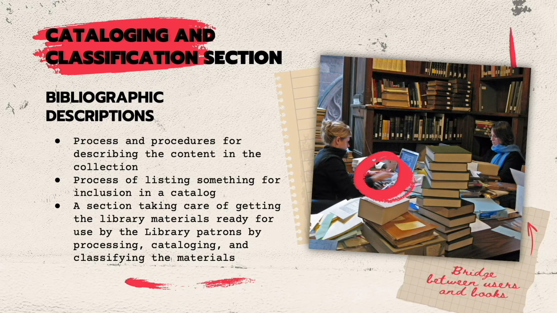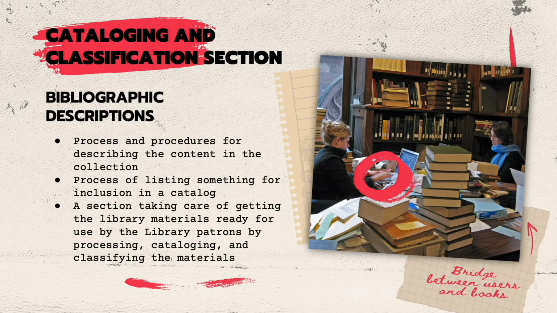Next, we have the cataloging, also known as the cataloging and classification section. Cataloging is the process and procedures for describing the content in the collection. It is also the process of listing something for inclusion in a catalog. On the other hand, classification is the process of classifying books and other information materials according to their subject area.